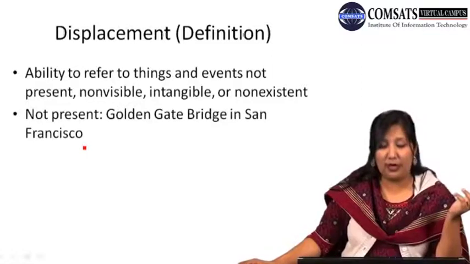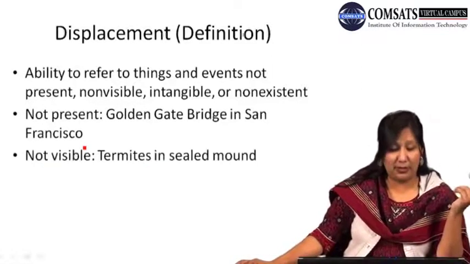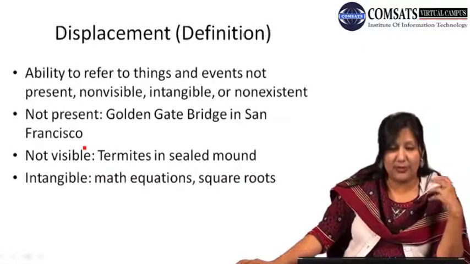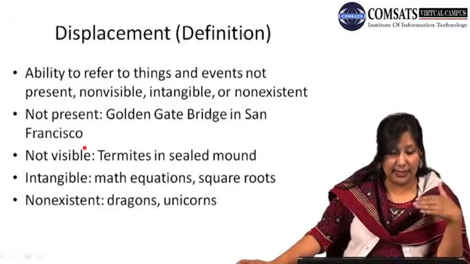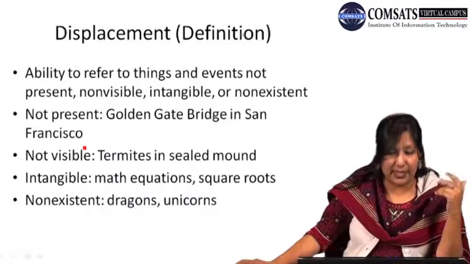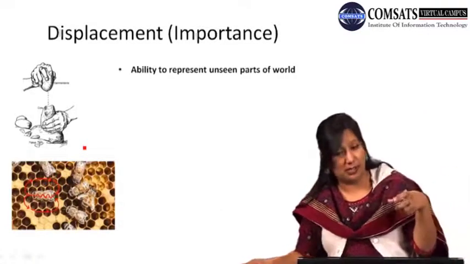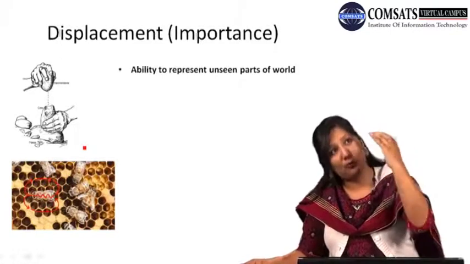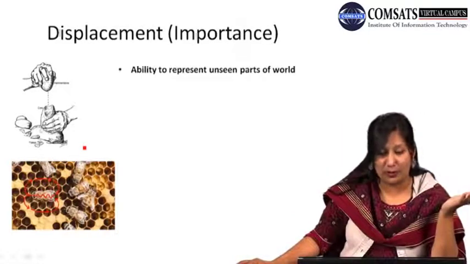Not present, for example, Golden Gate Bridge in San Francisco. Not visible, termites in the sealed mound. Intangible, math equations, square roots. These are displacement and this is the elaboration of that displacement. Importance: it is really very important because of the ability to represent unseen parts of the world. Definitely, if you have this ability of referring one thing to the other, only then can we refer to the unseen parts of the world.